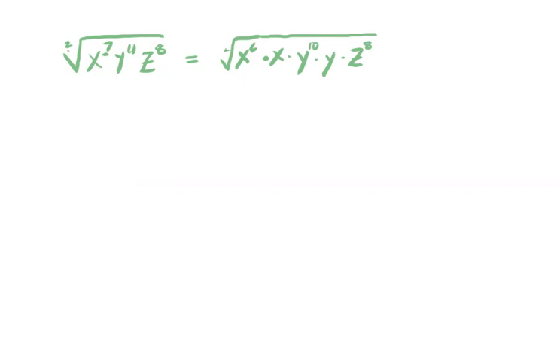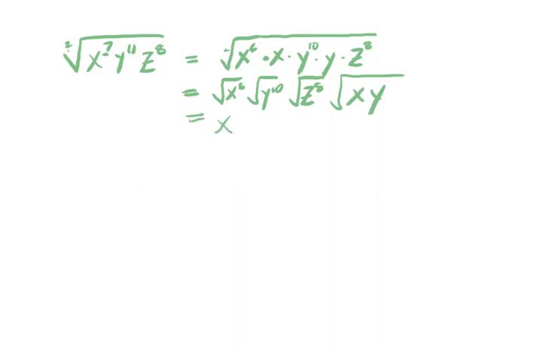All right, so breaking these up, this would be the square root of x to the 6th, square root of y to the 10, square root of z to the 8th. And then what we're left with is the square root of x and y. So that gives me x to the 3rd, y to the 5th, and z to the 4th, square root xy.